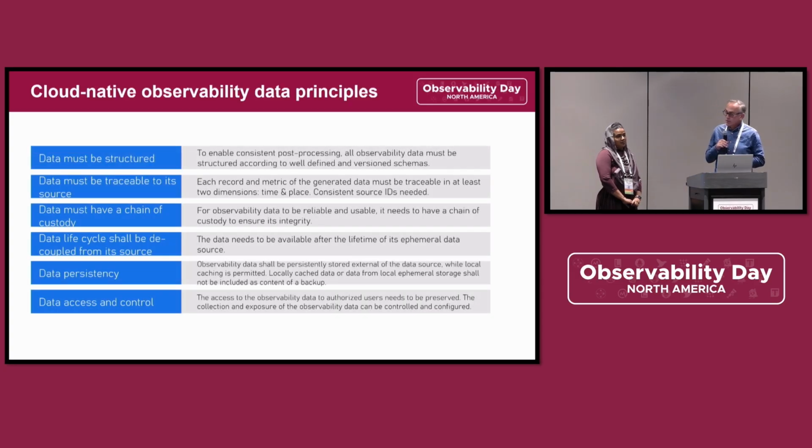Now, data requirements. For the sake of time, just the most important ones we have identified. Most of you will already know from the observability community that data must be structured. In the past, we had a lot of unstructured data, which is a headache when it comes to correlating and aggregating the data. So it's really essential that all the data is structured. And secondly, the data must be traceable to its source. So we need source IDs so that we have consistent information about where the data comes from.